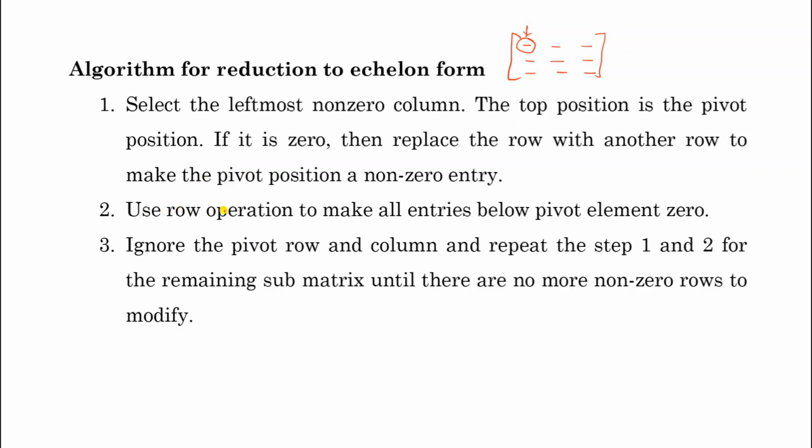Second, use row operations to make all entries below the pivot element 0. So you have to apply row operations to make these elements, this one and this one, 0. Now ignore the pivot row and column and repeat steps 1 and 2. Now just ignore this row and this column. You have this submatrix. So apply step number 1 and 2 to this submatrix and move on until there are no more non-zero rows to modify.